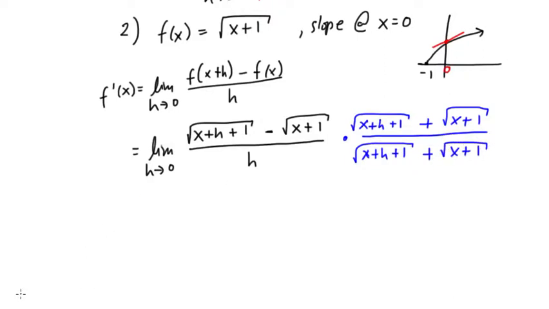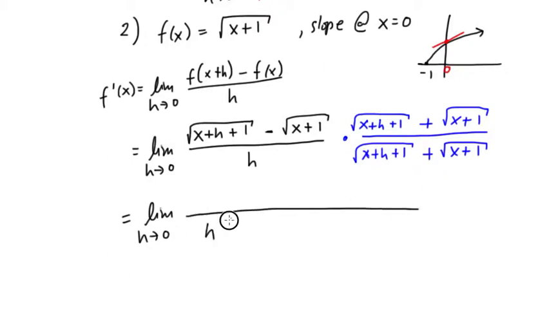So let me go back to black. What I like to do in this case is never keep everything in factored form in the denominator. So don't multiply the h into that, just leave everything in factored form. Plus x plus 1, square root there.